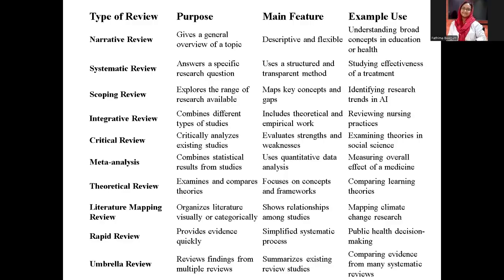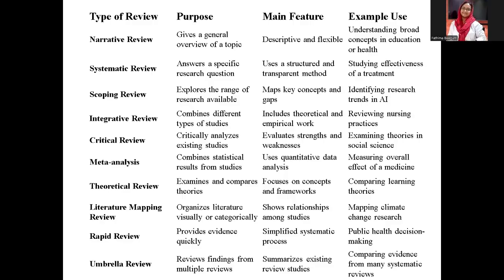Then another type is there in which we organize our literature. We will collect so much literature and organize it based on category or visual and all, and that comes under literature mapping review. It shows relationship. For example, if you are taking climate change, what is the research going on? That all comes under literature mapping.